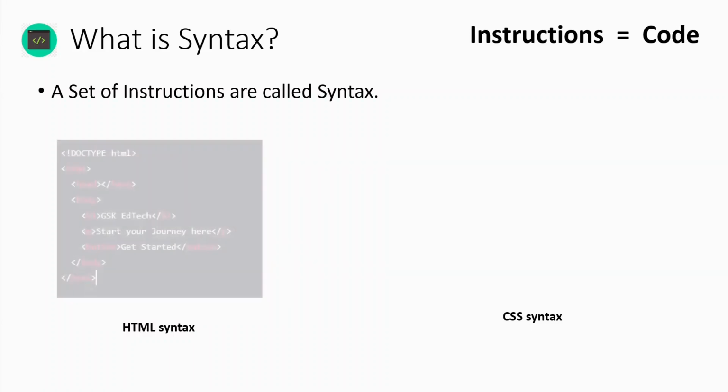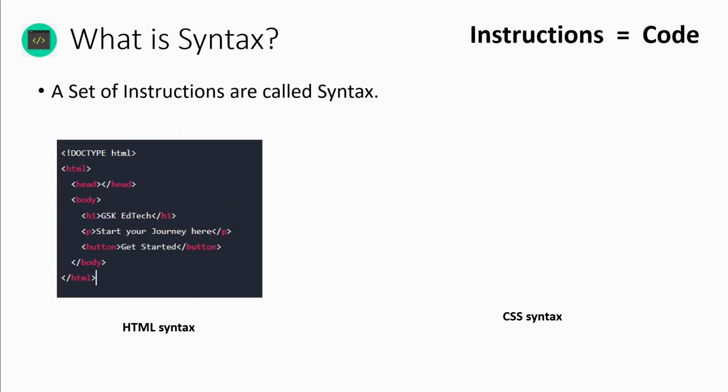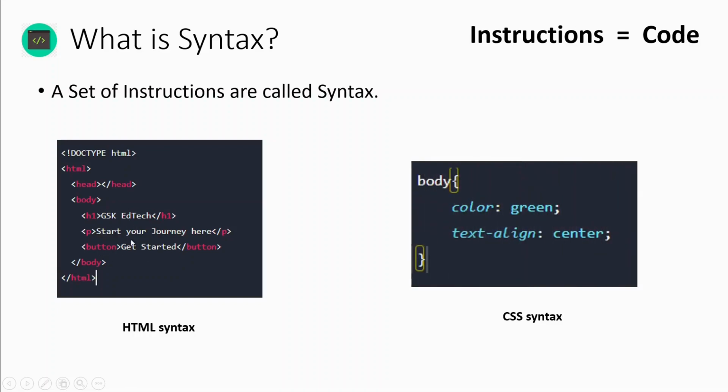Next, how the HTML syntax will look. This is an example of HTML syntax, which you will see on the left here: head, body, heading, paragraph. These terms will be discussed in the next video. Please stay tuned. And next, the CSS syntax. This is called the CSS syntax. Here the color is green and the text align is center. We are going to discuss these things in the next video.